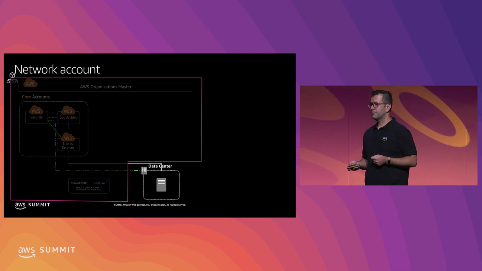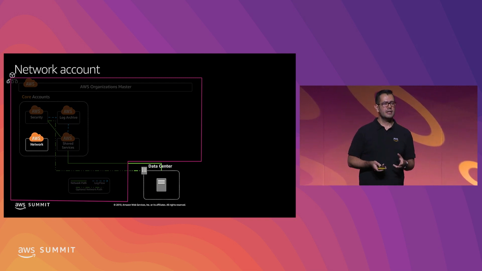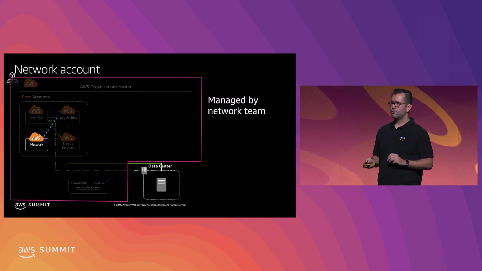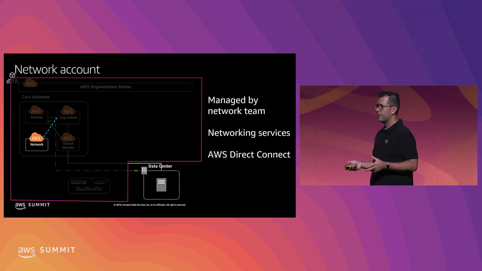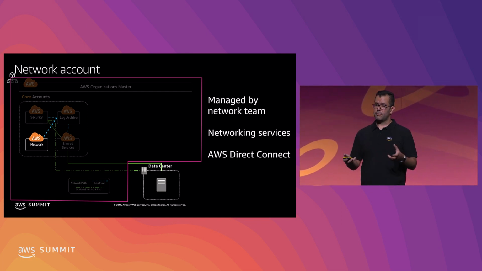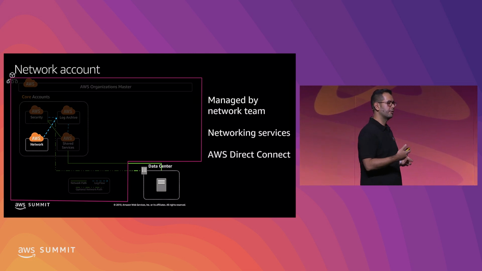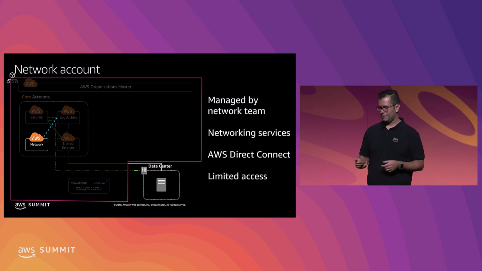And then we have the network account. This, of course, will be owned by the network team. It's likely that your network team is different from your other central functions, and that's because they have a clear understanding of how your network works. It will send the logs to the log archive as usual, but it won't be connected to anything else. It will host things like networking services. It can host things like Direct Connect. And even though it's hosting Direct Connect, and I already mentioned that it's not going to be connected to other things, that's because Direct Connect has the capability to place virtual interfaces out to other places. And of course, you could guess this one is of limited access.